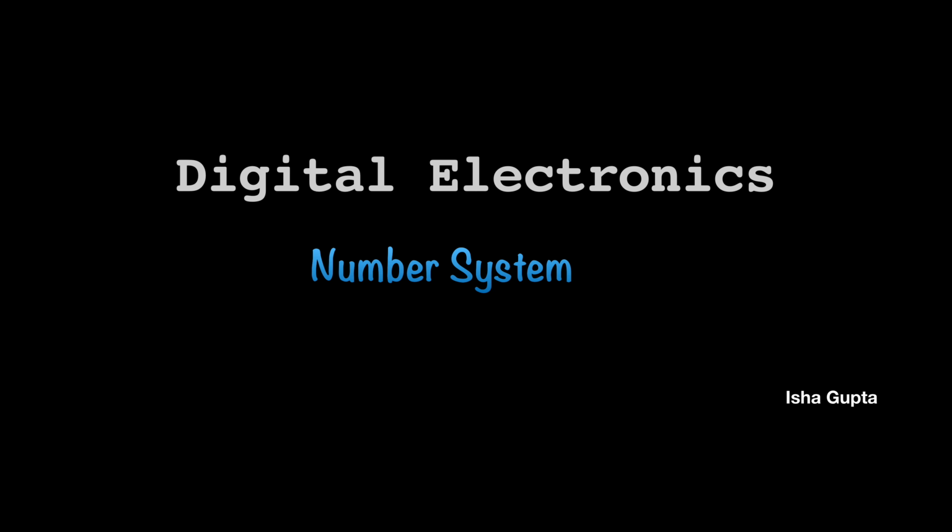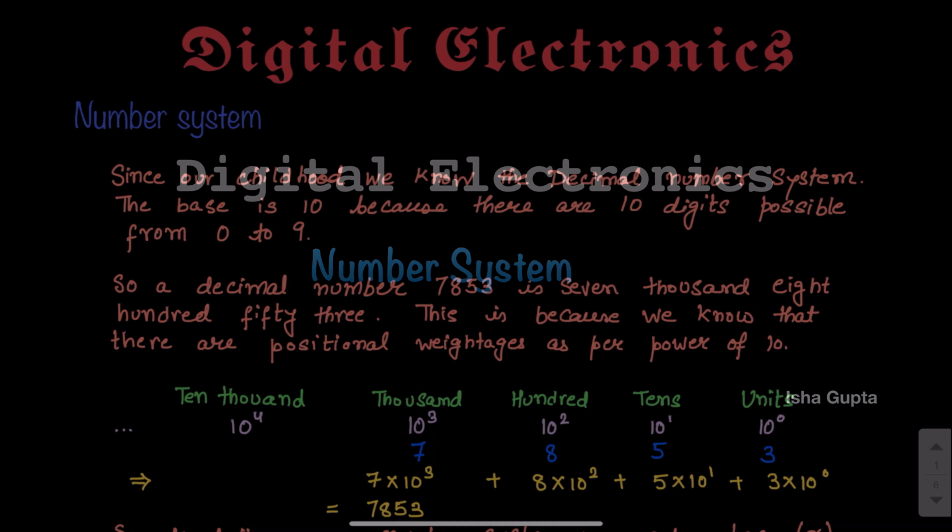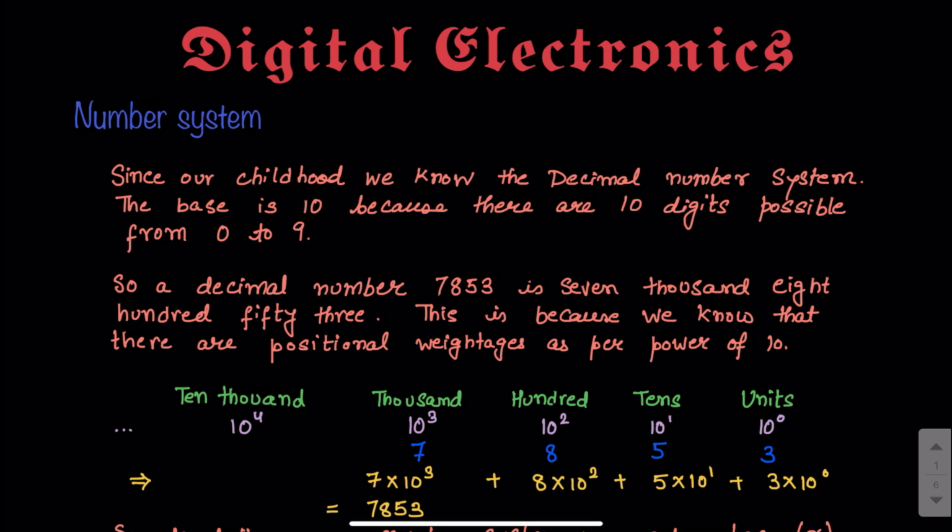This is the second video on the digital electronics series. In the first video, we discussed the analog to digital signals, the conversion from analog to digital involving the sampling, quantization and the encoding process. In this video, we'll be learning about the number system.